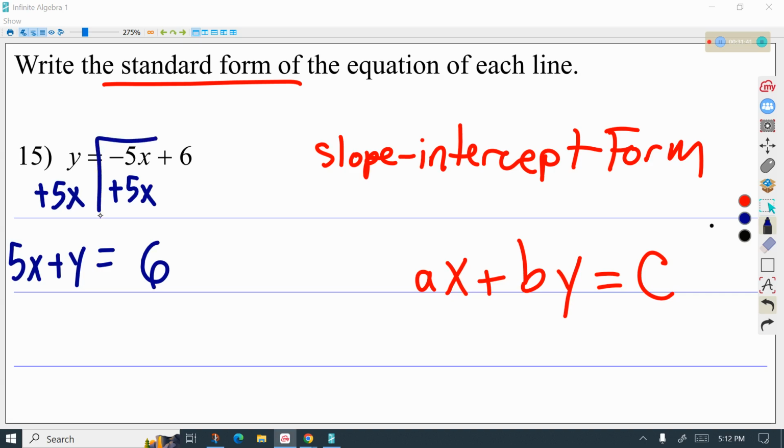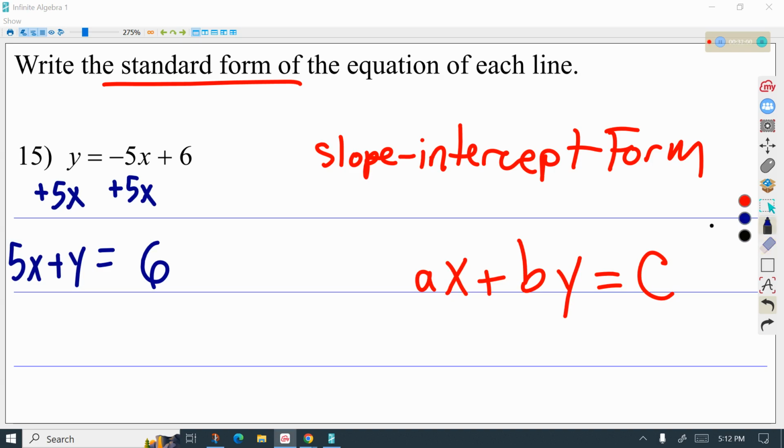Again, why did this 5x go away? Why is there nothing there? Because negative 5x plus 5x is 0. Okay? That's why we did that. That's how I move it to the other side, is by choosing the opposite version of it, right? And so this problem's already done. All right, that's our standard form.